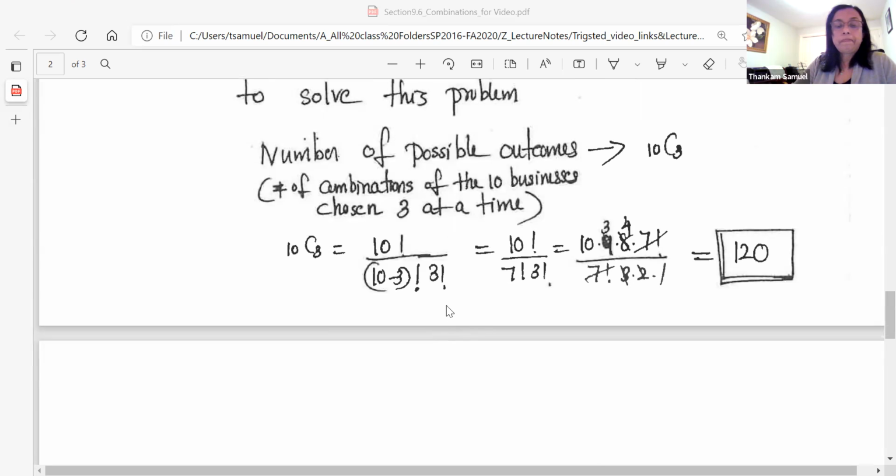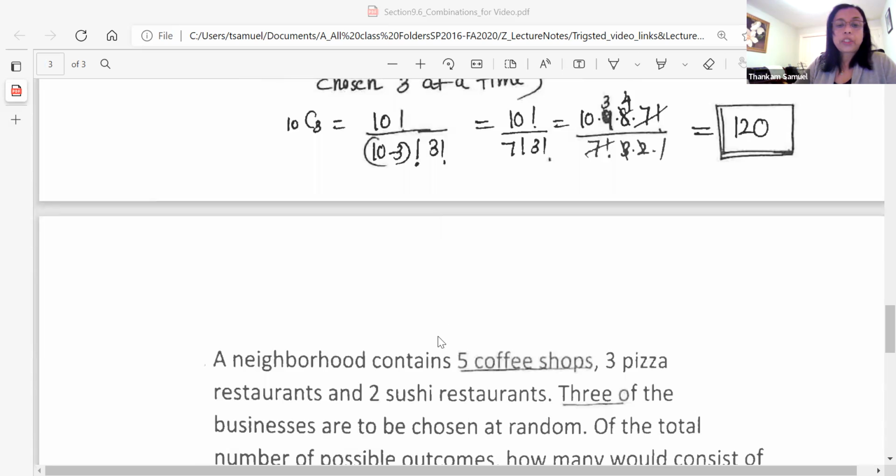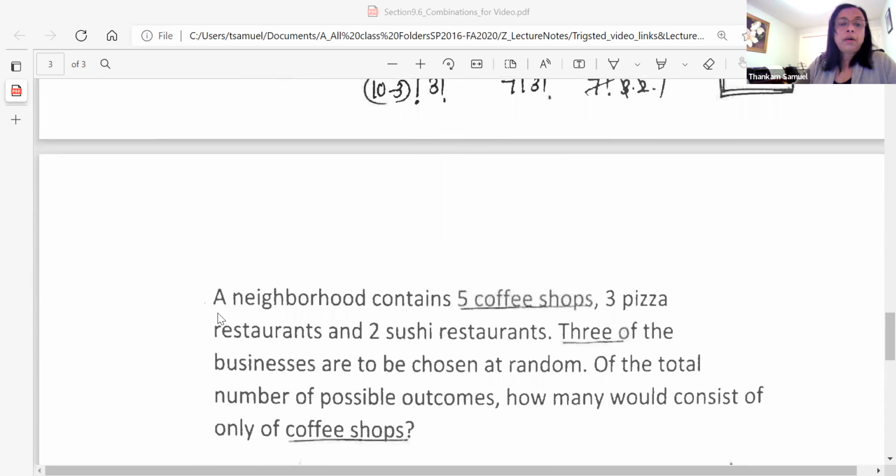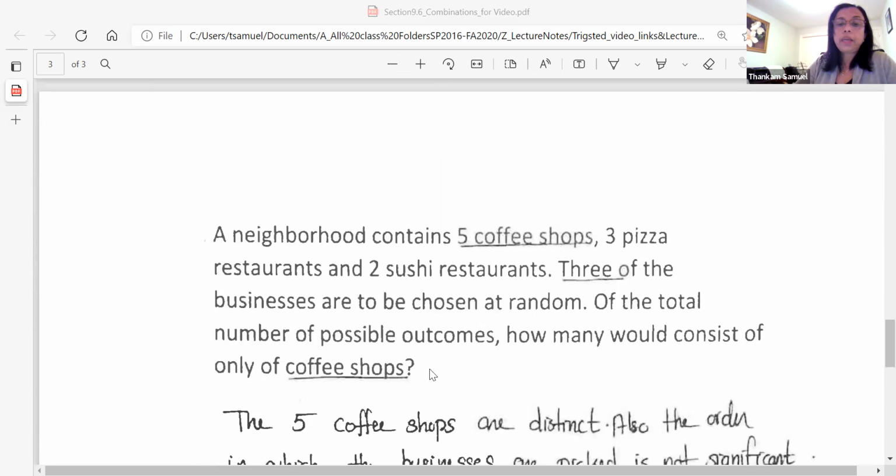So let's look at the last problem. It's also about the restaurants, but it's specifically about the coffee shops. A neighborhood contains 5 coffee shops, 3 pizza restaurants, and 2 sushi restaurants. 3 of the businesses are to be chosen at random. Of the total number of possible outcomes, how many would consist only of coffee shops?